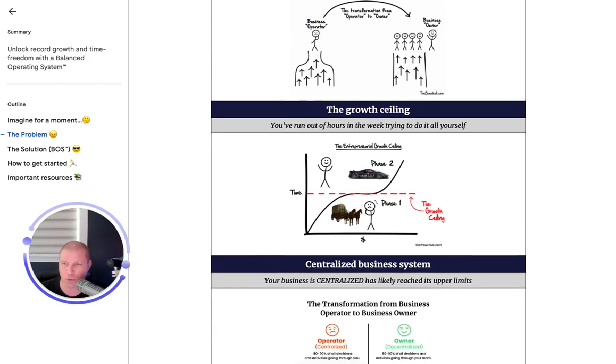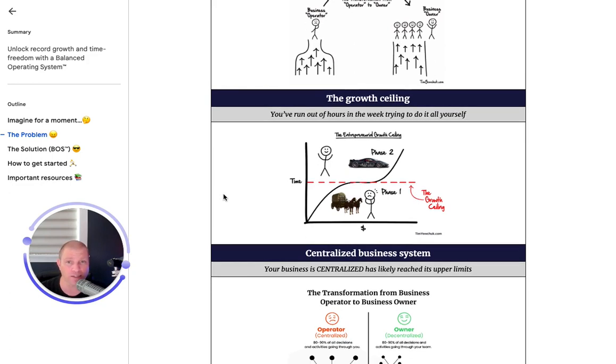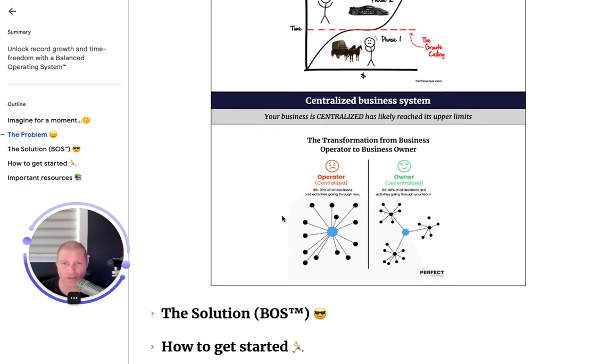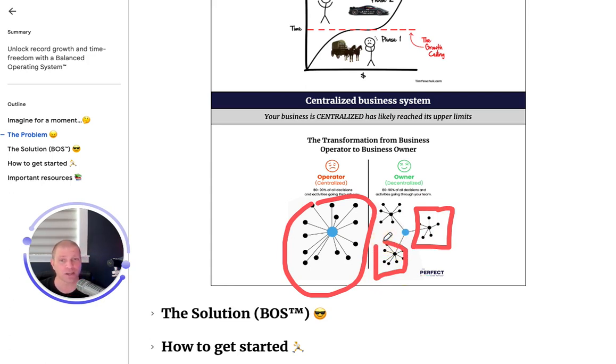And when that happens, we're able to make this shift from phase one, so break through that growth ceiling from phase one to phase two, because you're able to bypass those decisions and activities, which means that your business is able to take on more clients without you having to put in more hours, right? And another way of looking at this is making the shift from centralized. All of these nodes here are decisions and activities having to go through you. So we want to set up a system that does the managing for you so that those decisions and activities can go through your team.